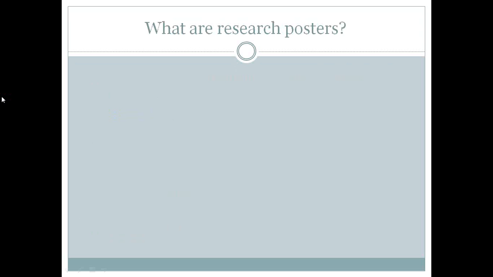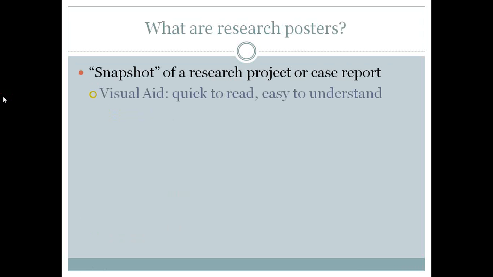So what are research posters? A research poster is a snapshot of your research project or your case report. So instead of writing a lengthy paper, it's just a quick snapshot where you still include a lot of that same information, but it's a visual aid. It's quick and easy to understand. And you typically, if you're at a conference or in your office or at a health fair, can talk to people who come up, view your poster, and explain exactly what you did, what your research or your case report was all about.